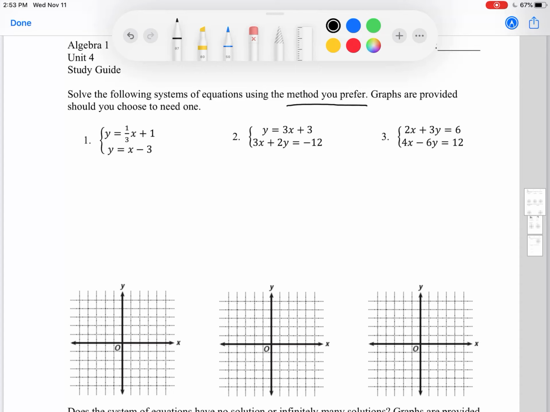Hi everyone. Today we're going to go over the study guide and review some of the answers before your test that you're about to take. So to get started on questions 1, 2, and 3, please make sure you are reading the directions.